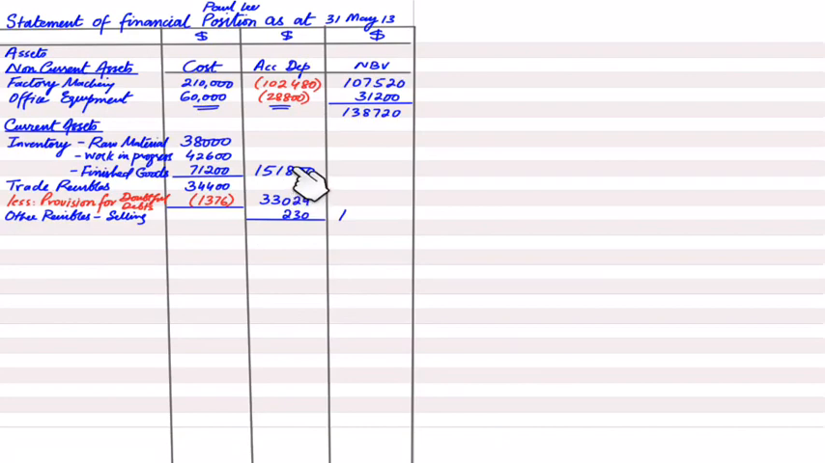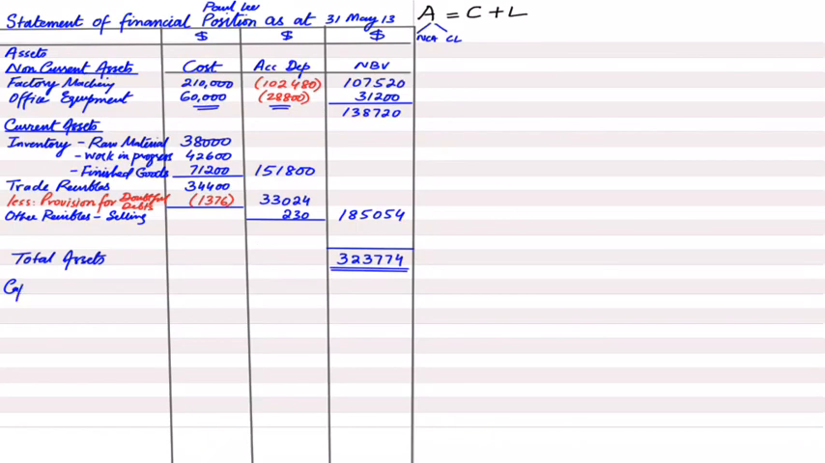Now I am adding up all my current assets to get the total for current assets, and after adding non-current assets and current assets I'll get the total for assets. You may be aware from your earlier studies that there is the accounting equation, which is assets equal capital plus liability. There are two types of asset as we mentioned earlier: one is non-current assets and another one is current assets.